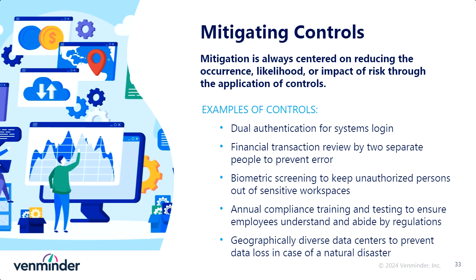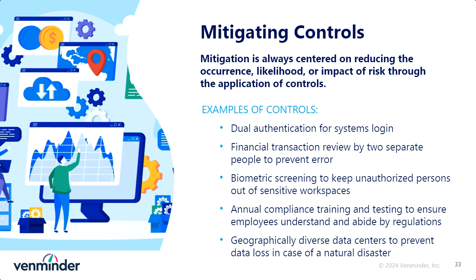Since mitigation is one of the most common risk handling techniques, I just want to briefly explain the goal and some examples. The goal of mitigation is to reduce the occurrence, likelihood, or impact of risk by applying controls. These can either be internal controls that your organization puts in place or external controls that your vendor has. And I just want to emphasize that those external controls might be implemented by your vendor, but it's still your organization's responsibility to verify that they exist and are effective.